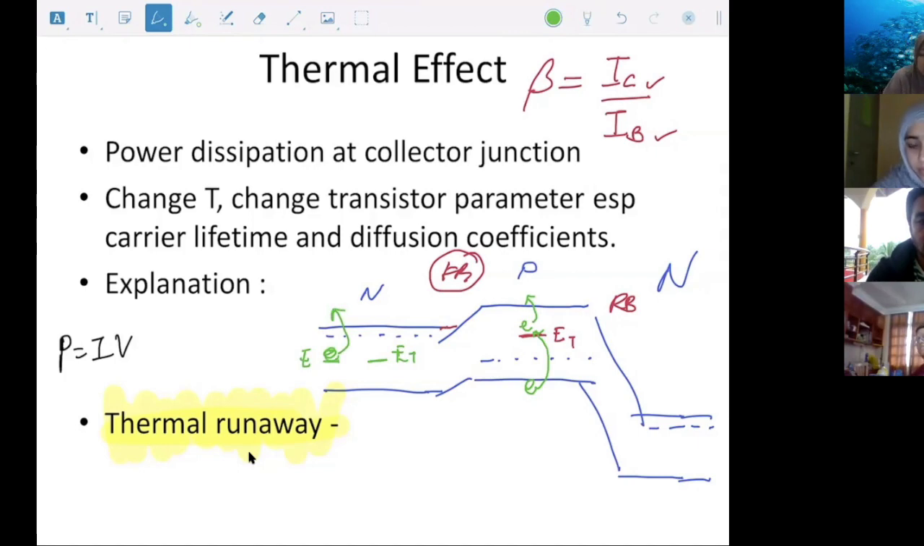Okay. Sometimes there are too many. There are many defects, and many carriers are stuck inside this trap. So when we increase the temperature, okay.